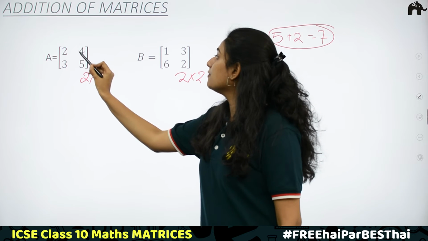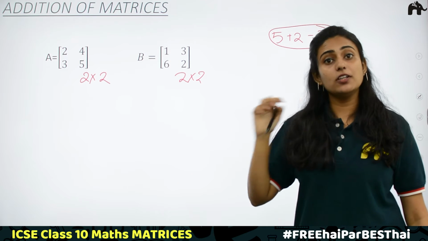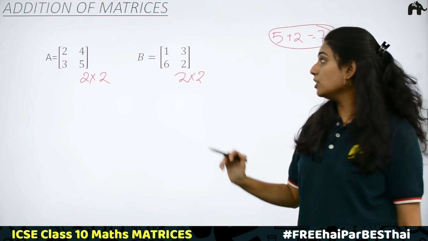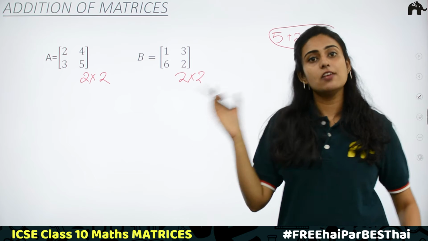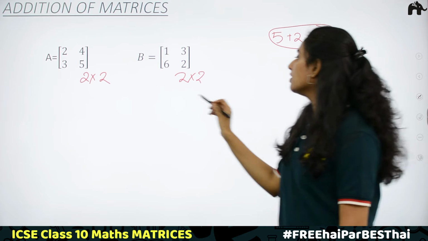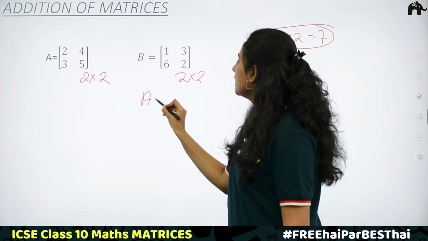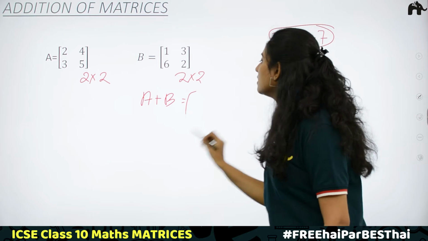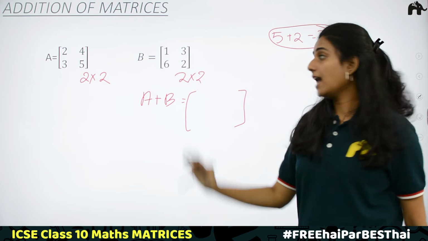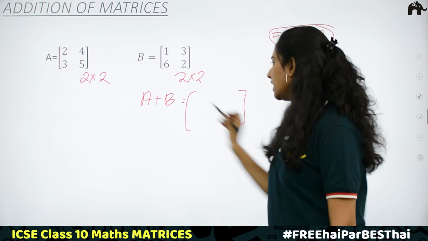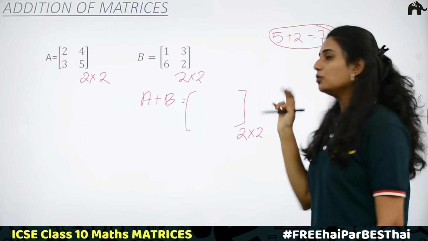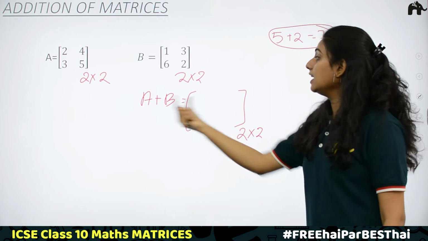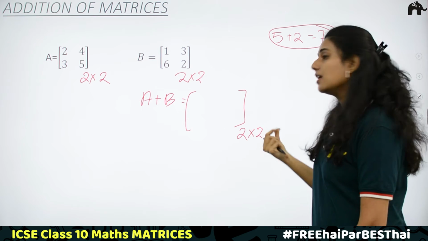Now here 4 is the element belonging to the first row and second column in matrix A and 3 is the element belonging to the first row and second column in B. We can add these elements. Now we will be representing the matrix sum A plus B inside a square bracket. Okay, and the order will be 2 by 2. If you are adding two matrices of order 2 by 2, then the resultant A plus B matrix will have an order 2 by 2.